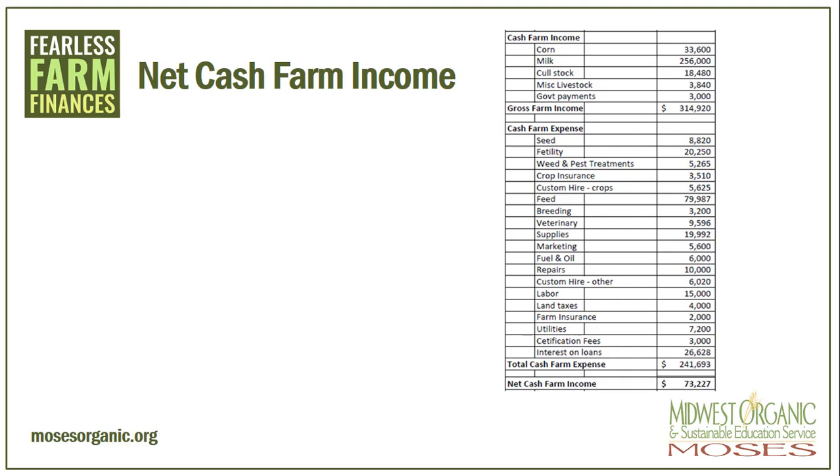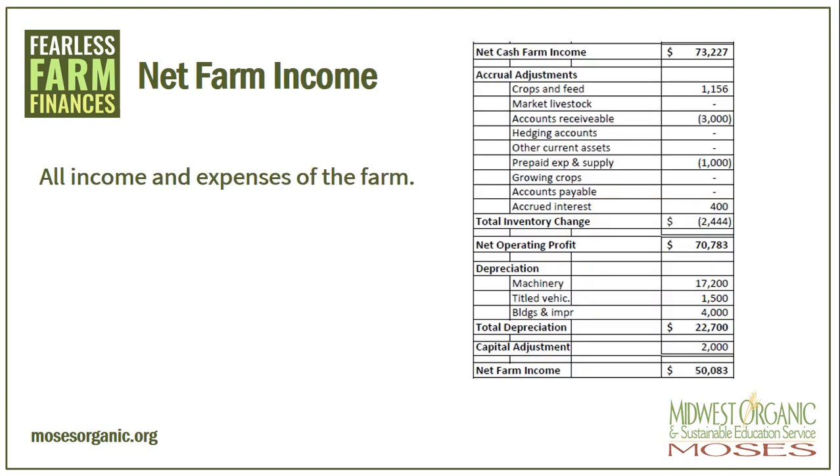After we've gotten the net cash farm income, we add in all of those accrual adjustments and we get our net farm income. These are all income and expenses from the farm. It includes all of those accrual adjustments that we make based on the balance sheets.